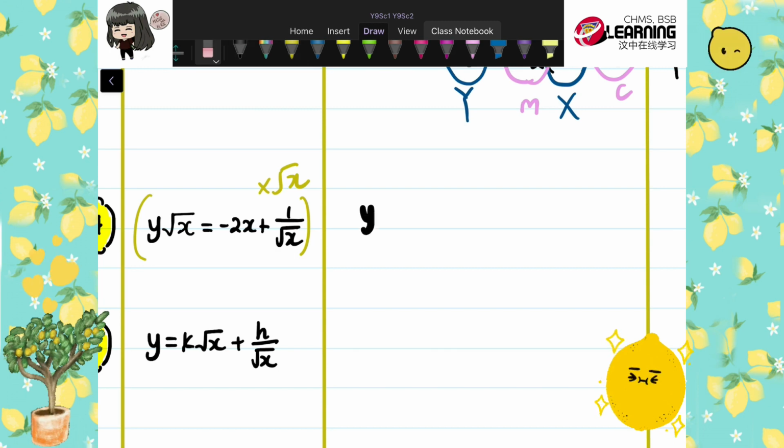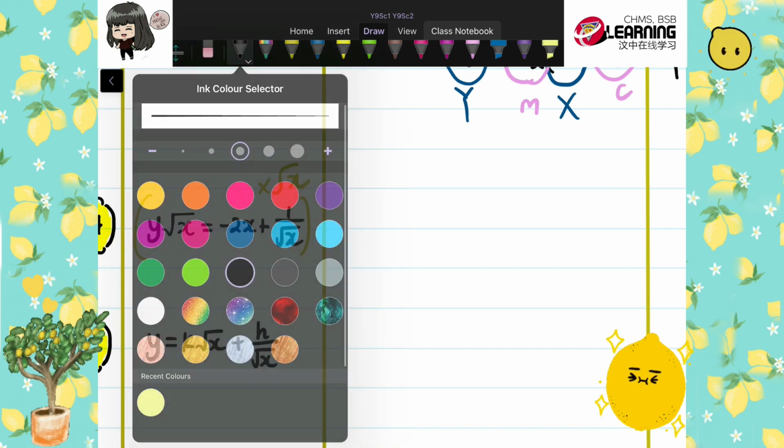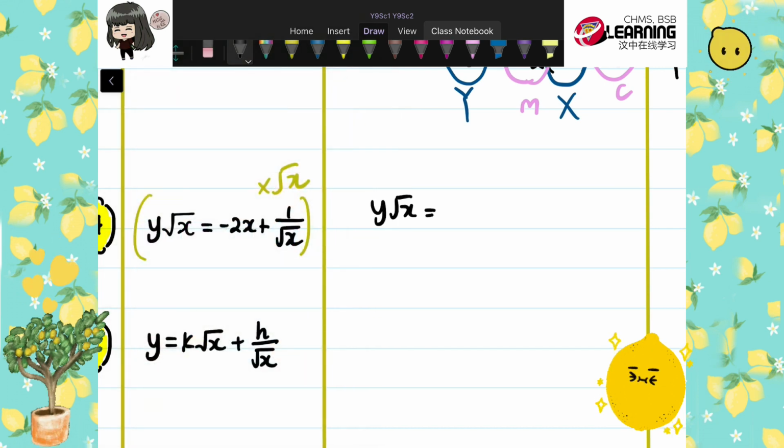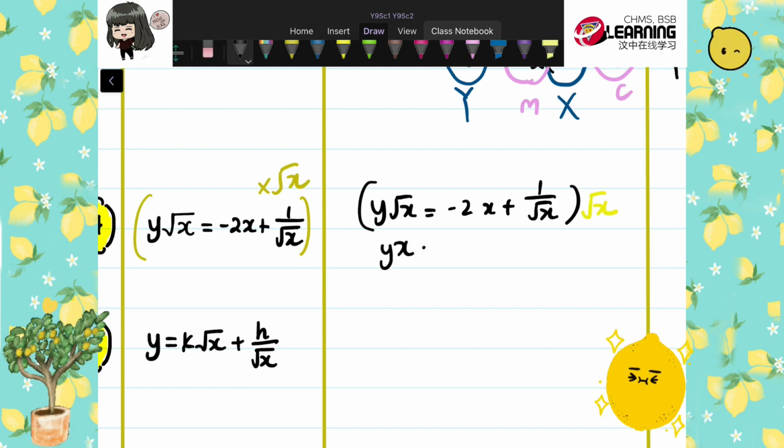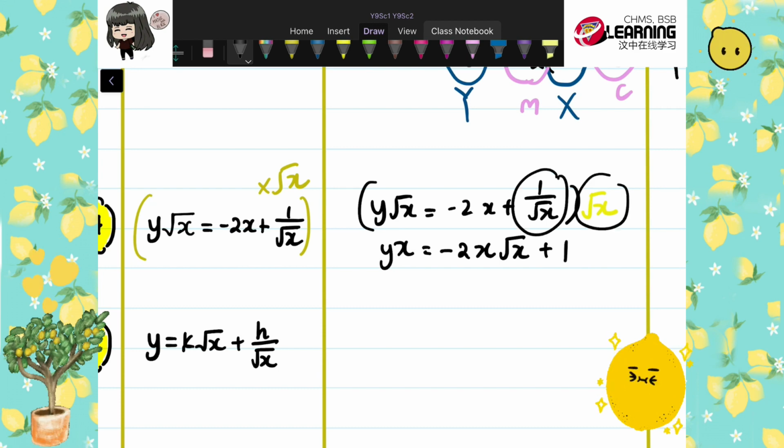So when I times everything with square root of x, this one becomes yx or xy. Okay, it's the same, because square root of x times square root of x equals x, just for your information. Then this one will be negative 2x square root x. You can combine them, or you can leave it like this. Plus 1. When you times this one, you cut it, so it becomes 1.